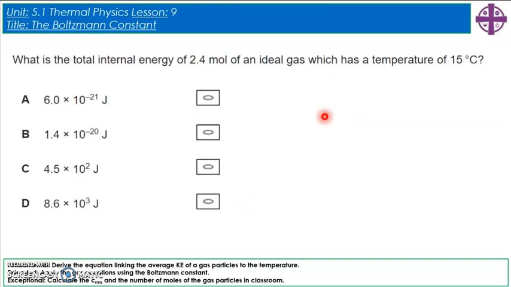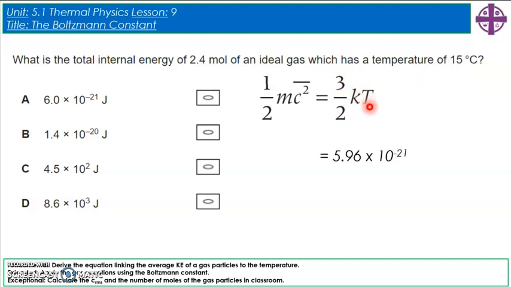So using that now, let's try that in a question. Pause it and try the question now. So what is the internal energy of 2.4 moles of an ideal gas at a temperature of 15 degrees Celsius? Well, I've got that equation, that's what it's given to you. I want to work out this side here. So I don't need to know any of these values because this is just energy and that's all I'm looking for. So I just need to use the values on this side, 3 over 2 times k times T. I need to make sure I change T into Kelvin, so I need to add 273 to that. And then I'm going to do this operation over here, 3 over 2 times k times T. And I should get 5.96 times 10 to the minus 21 joules.